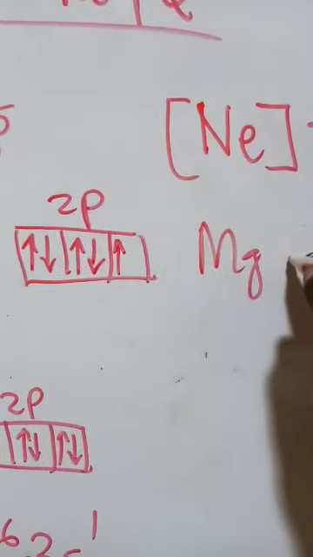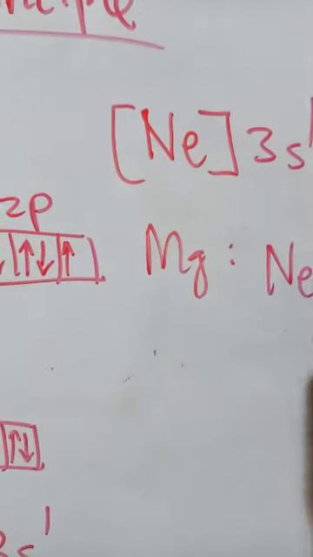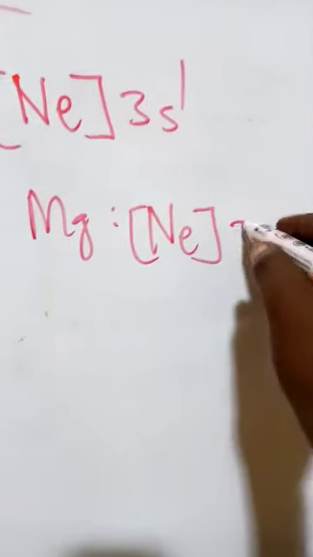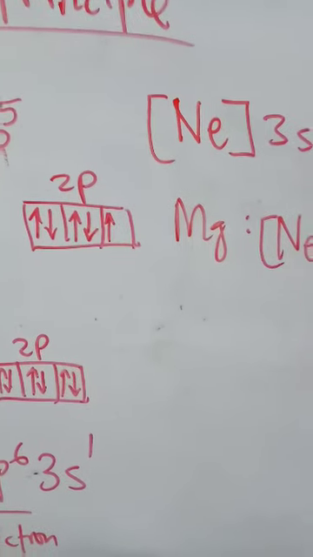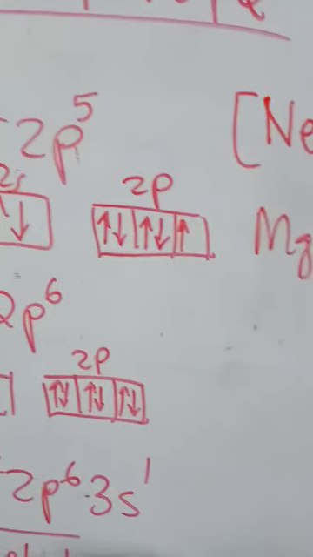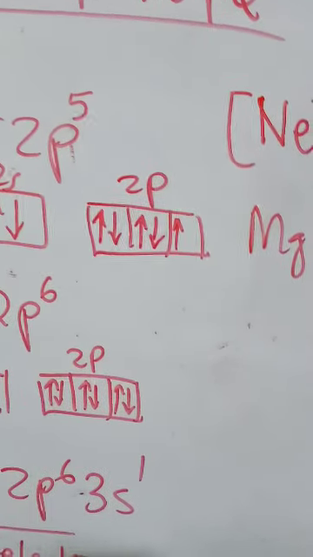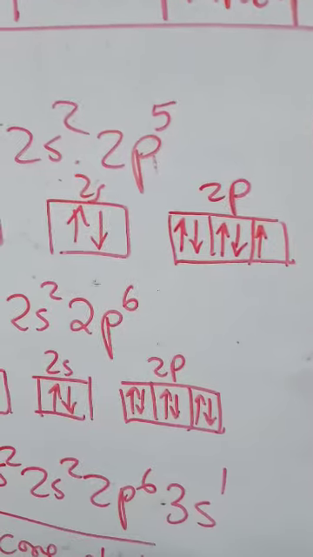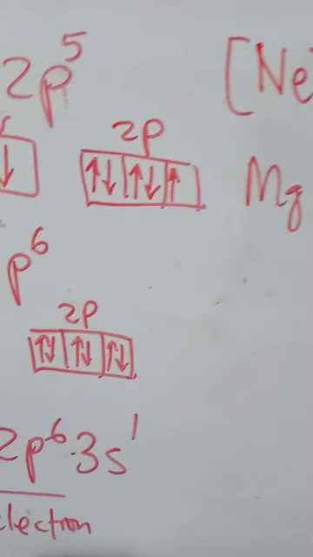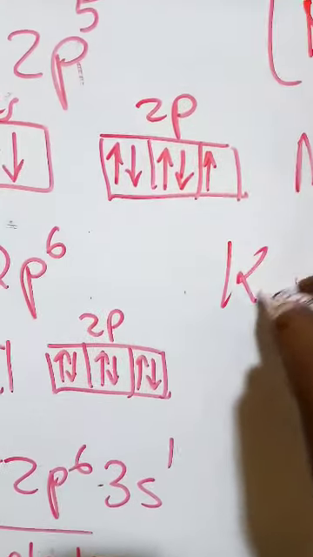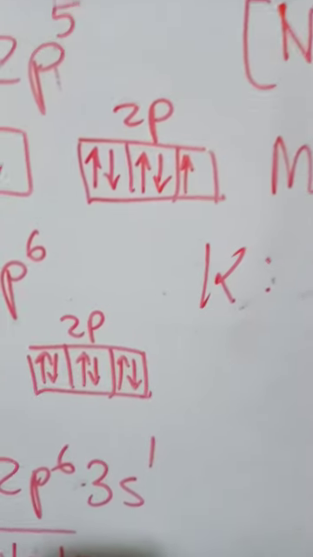Then the next we'll have magnesium. So the electron configuration for magnesium will be neon, then 3s2. So we have seen that the 3s is filled up. So we continue going in that way. Then we can also look at potassium with 19. So we see that the potassium has 19 electrons.